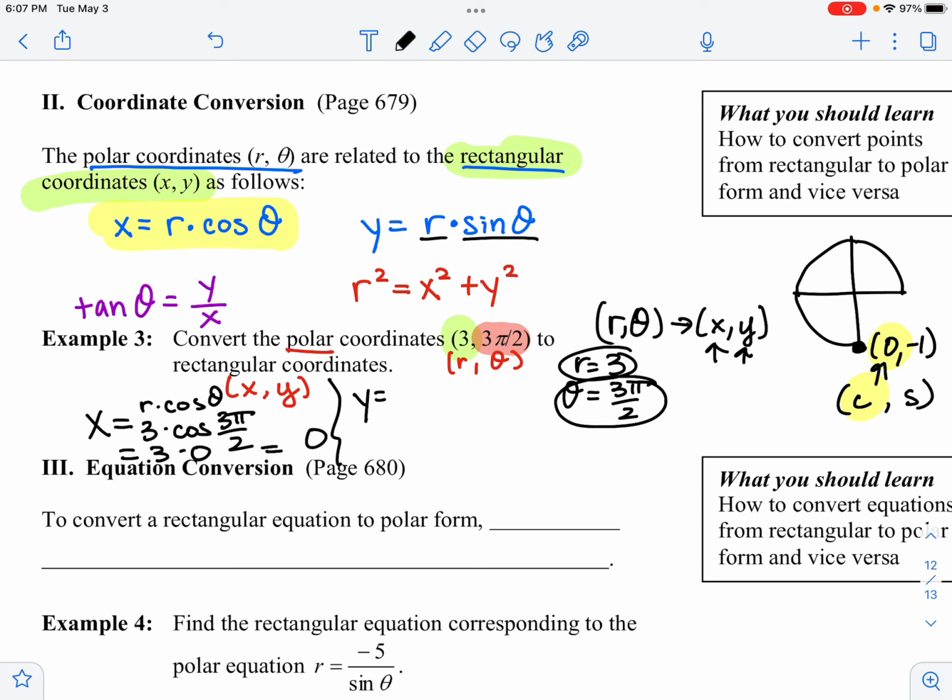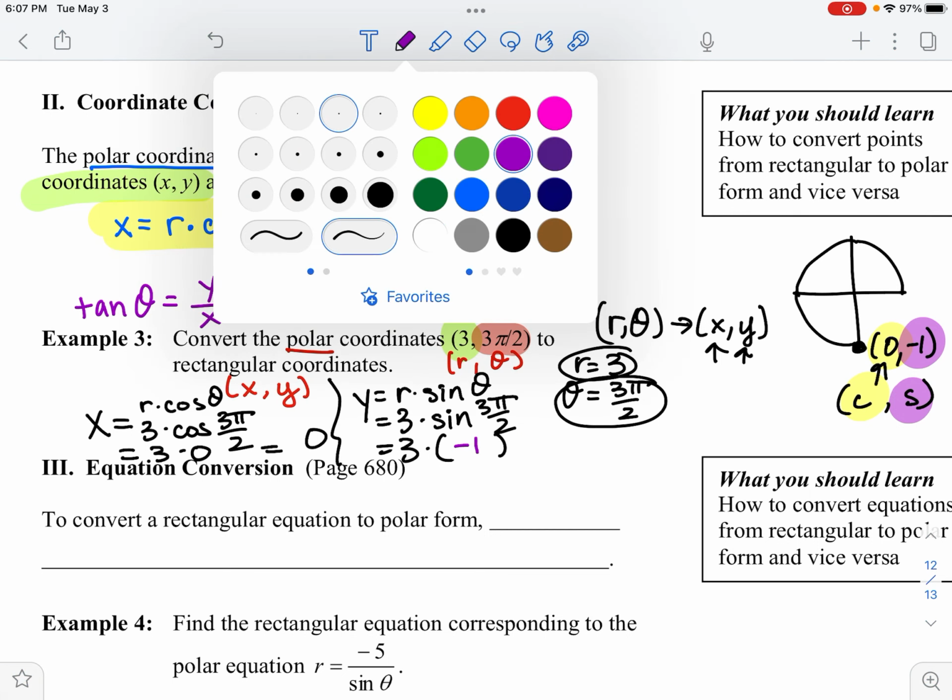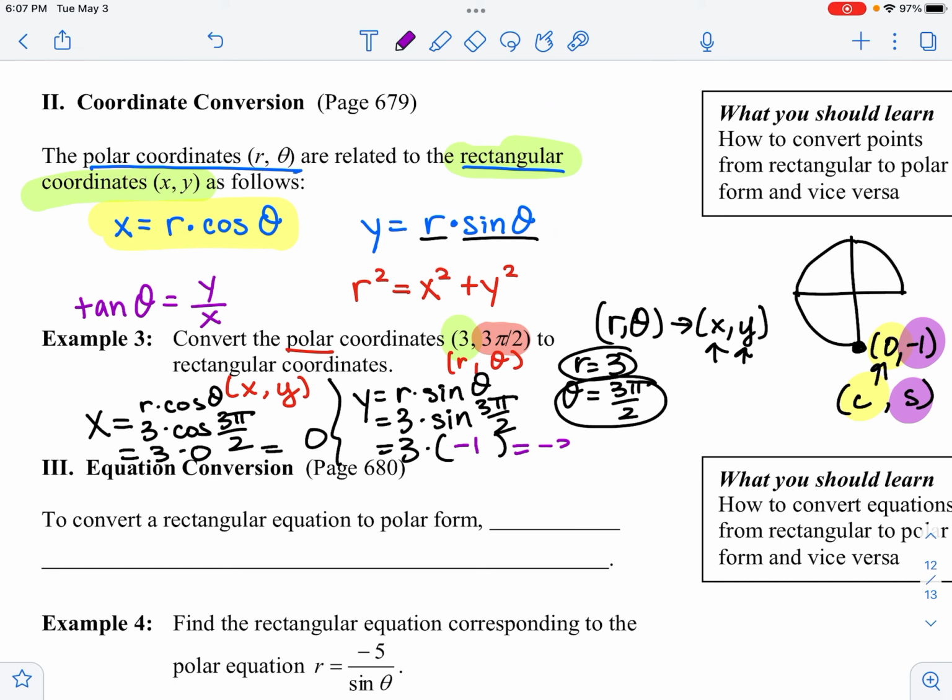Y equals r sine theta, which I know r is still 3, times the sine of our theta, 3 pi over 2. Well, I know sine at 3 pi over 2 is negative 1. So we're going to say that's 3 times the sine of 3 pi over 2, which is negative 1. Well, 3 times negative 1 is negative 3. So that conversion from r comma theta to x comma y is going to be 0 comma negative 3.